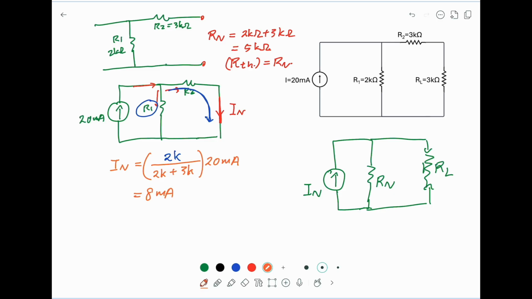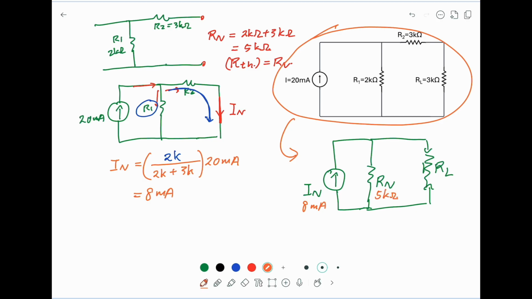Now I replace this circuit by this one, and the IN is 8 milliamp, and the Norton equivalent resistance is the same as the Thevenin equivalent resistance and is equal to, in this case, 5k ohm. Our RL, the load resistor, is 3k ohm. Now we can calculate what is the current passing through the RL, it means the IL. And again, you can see here, this is a current divider circuit.